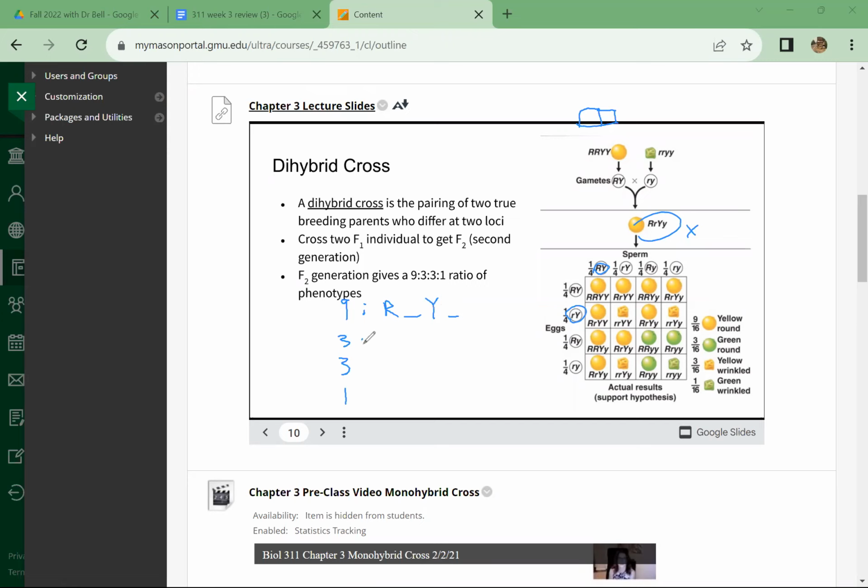And then 3 of the individuals will have at least one dominant allele at the first locus, but 0 dominant alleles at the second locus. Another 3 will have 0 dominant alleles at the first locus, at least 1 at the second locus. And then 1 of the 16 individuals, based on probability, will have no dominant alleles at the first locus and no dominant alleles at the second locus. And these all correspond to specific phenotypes, which will be given to you in the problem that you're asked.